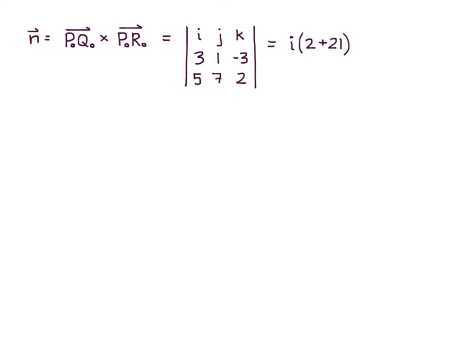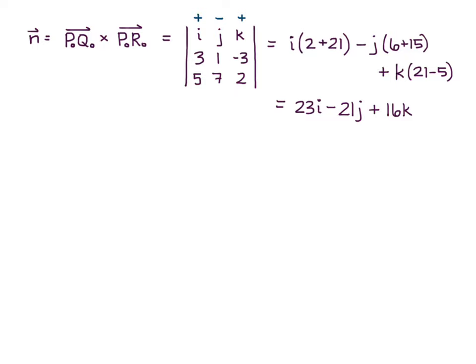So my i component is going to be multiplied by the parentheses 2 plus 21. And remember, my signs alternate, plus, minus, plus, so I have minus j times 6 plus 15, plus k times 21 minus 5. If you need a refresher on taking the cross product, please go back to the video on cross product. So this is equal to 23i minus 21j plus 16k. There's my normal vector to the plane.